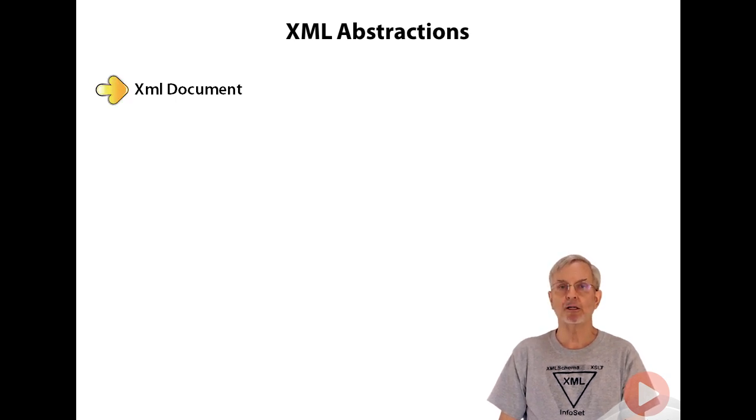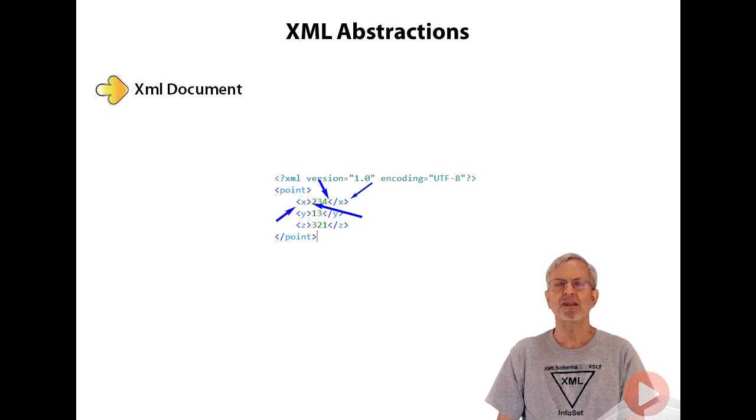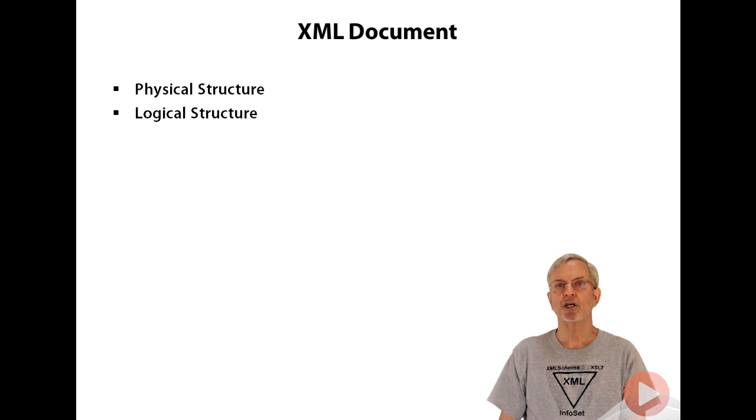That's the XML document. Now, I know what you're saying. I know what an XML document is. It's one of those files full of pointy brackets. And you'd be right, that is an XML document. But the W3C is a bit more particular in how they go about defining what an XML document is. The XML recommendation says an XML document has a physical structure and a logical structure.